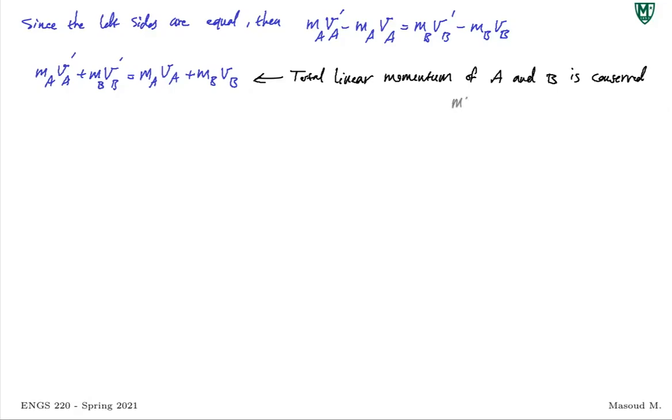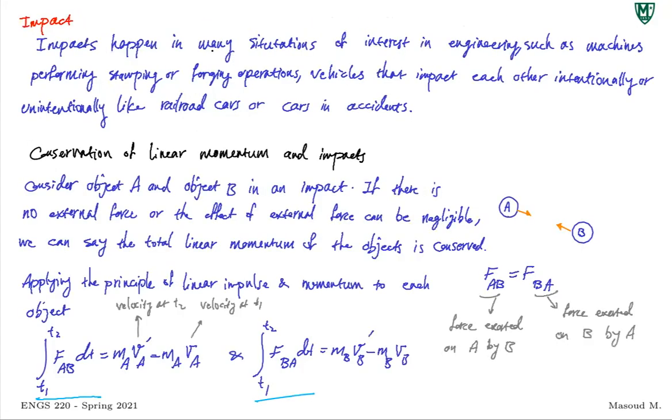Remember, linear momentum was mv, right? That was the definition of linear momentum. So this is what this expression is telling me. If I sum up the linear momentum after and the linear momentum before, it's the same. Linear momentum after equals linear momentum before. And that's how I just wanted to show you that we have a conservation of linear momentum during the impact of two objects.